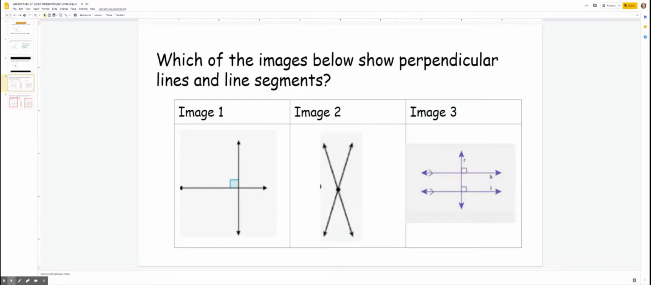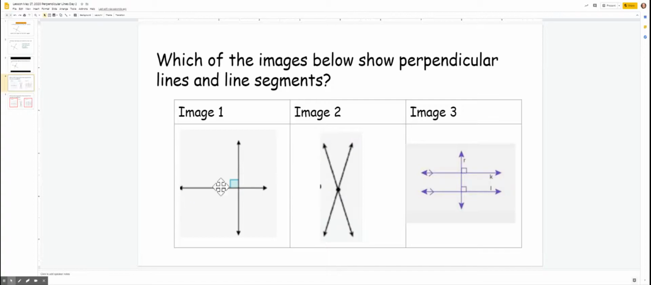So we are looking at three different images that show different sets of lines, and we need to determine which images show perpendicular lines or line segments. And we can tell by looking at all of these images that they're all lines because there's arrows on either side. So let's start with image one.